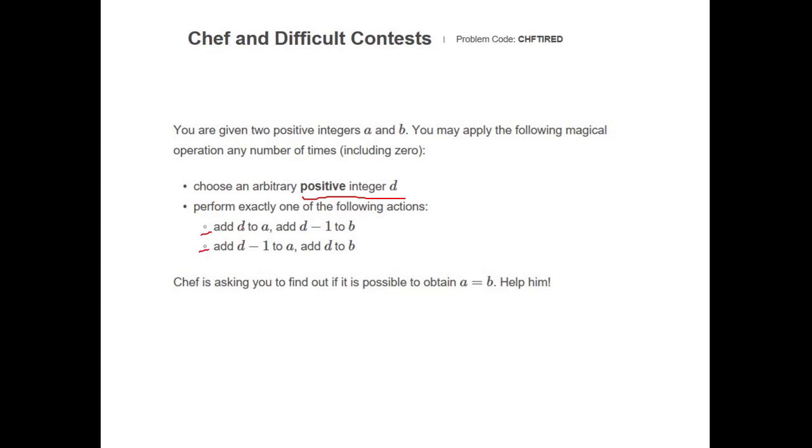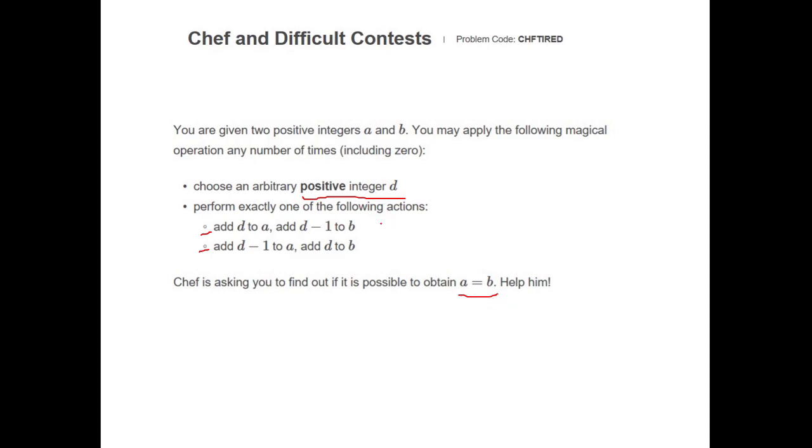Let's look at them. The first one is add d to a and d minus 1 to b, and the second one is add d minus 1 to a and add d to b. So they are reversed. In the first one we are adding d to a and d minus 1 to b, and in the second one we are adding d minus 1 to a and d to b. So here is the last statement. Chef is asking you to find out if it is possible to obtain a equal to b. So we need to find if it is possible to obtain a equal to b or not.